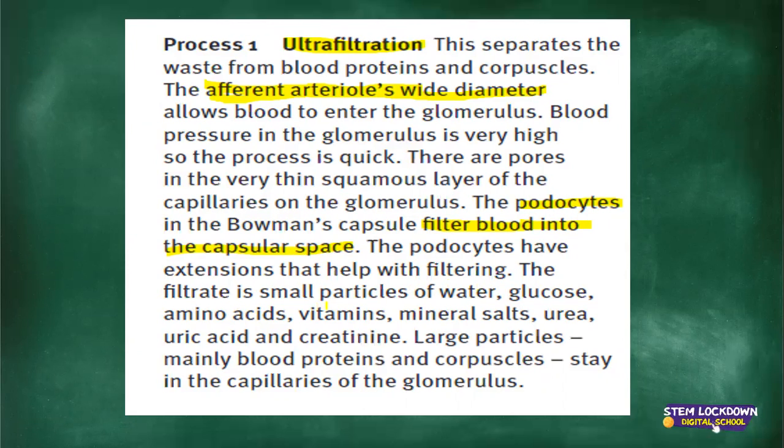The filtrate is small particles of water, glucose, amino acids, vitamins, mineral salts, urea, uric acid, and creatinine. Large particles, which are mainly the blood proteins and corpuscles, stay in the capillaries of the glomerulus.